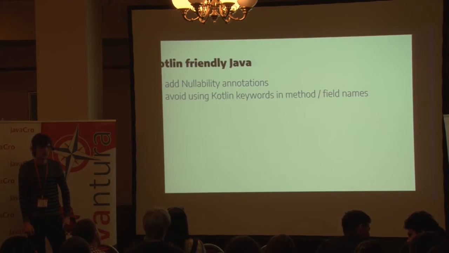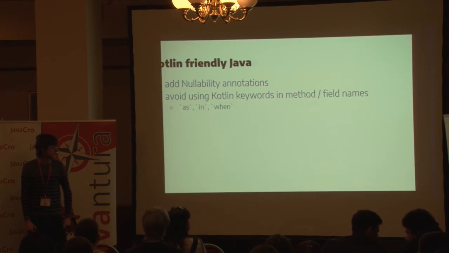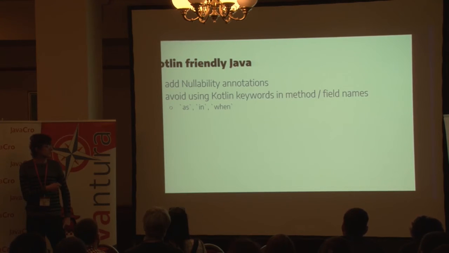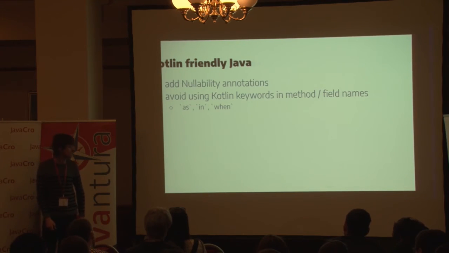Then there are a couple of Kotlin keywords that are different from Java. What can happen is, if for example you have a method named when, if you use that method from Kotlin, you'll need to put it in these strange backtick symbols. I don't even know where on the keyboard that is. So please just don't use names like those.